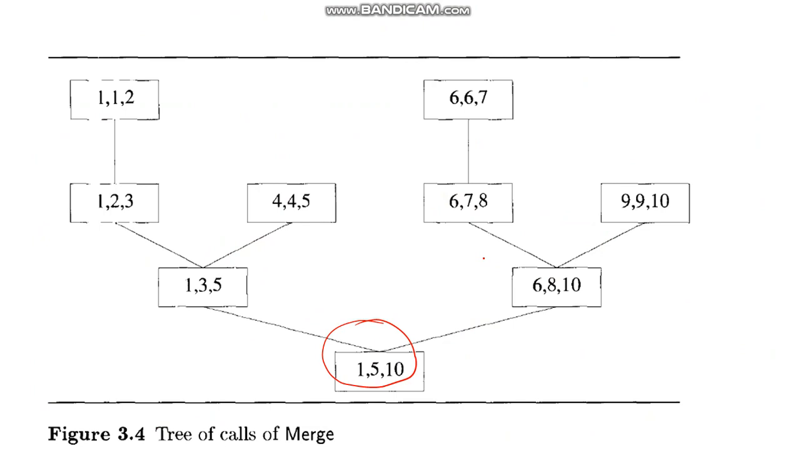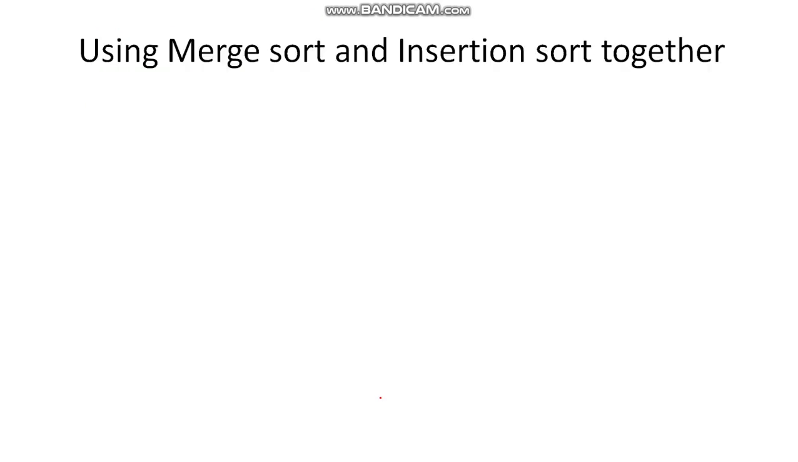This is the merge. What we are using is merge low, mid, high. You can see here low is 1, high is 2. What will be mid? 1 plus 2 divided by 2, 3 by 2, 1. Here low is 1, high is 3, 1 plus 3 divided by 2 gives mid. So it is taking care, and all these things are merged. This is a tree of calls for merge. So this is how the merge sort works.